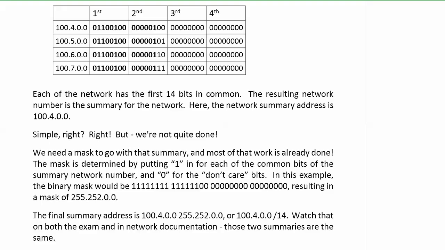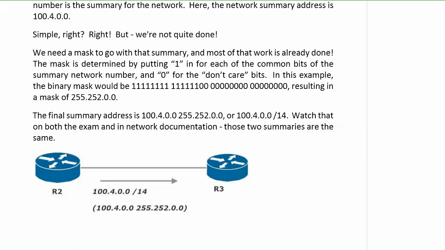So it would be the first 14 bits, and so that's what we have in common. The first 14 bits are all set to 1, and everything else is set to a 0. And you know what that one is now, most likely just by looking at it. You can do that one quickly. It's 255.252.0.0. Now the final summary address then is 100.4.0.0, 255.252.0.0, or using our prefix notation 100.4.0.0/14. You want to watch those on both your exam and in network documentation because they are the same.